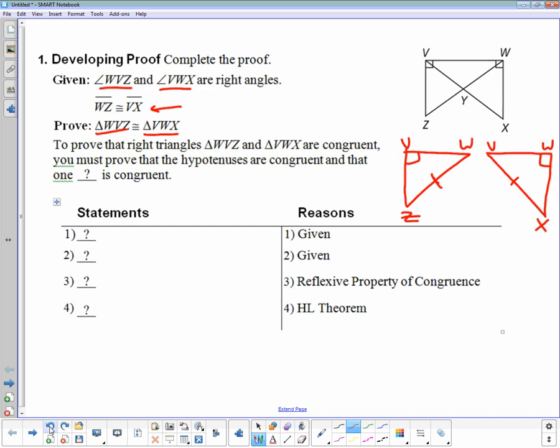What do I know is the same in both triangles? VW. How do I know that VW is congruent to VW? Their shared side. What property allows me to do that? What do you call that property? The reflexive property. Okay? It's shared between both triangles. That's reflexive.